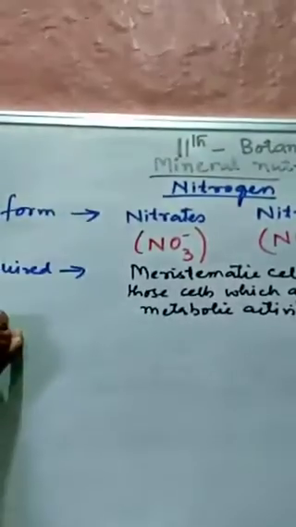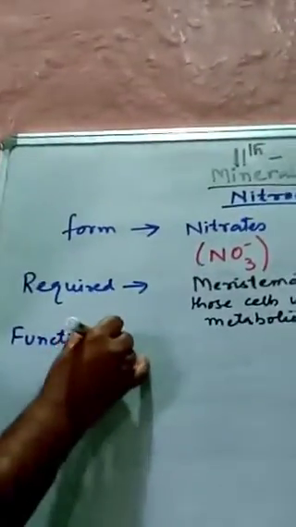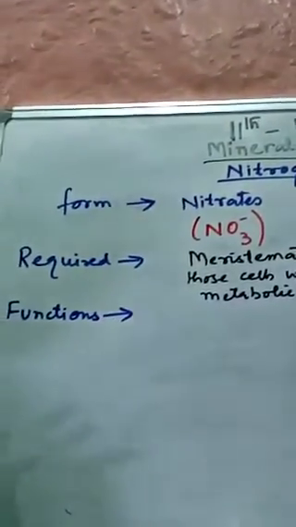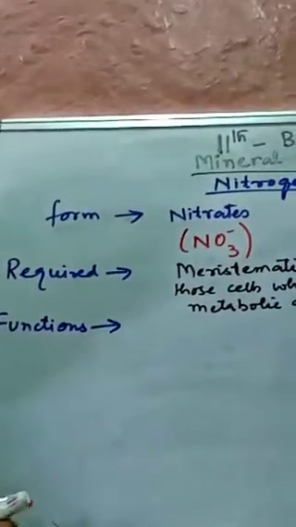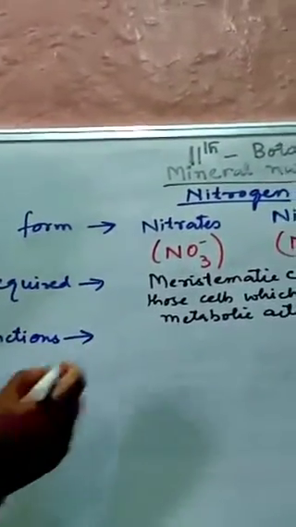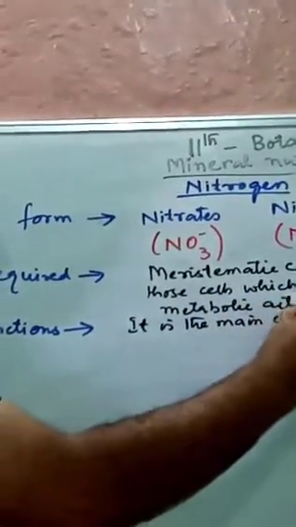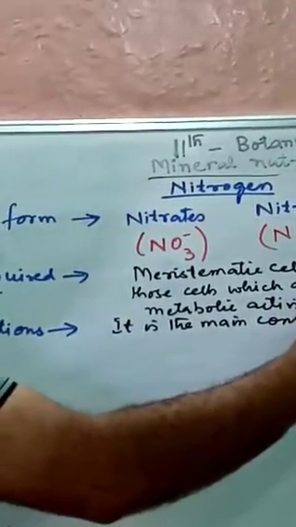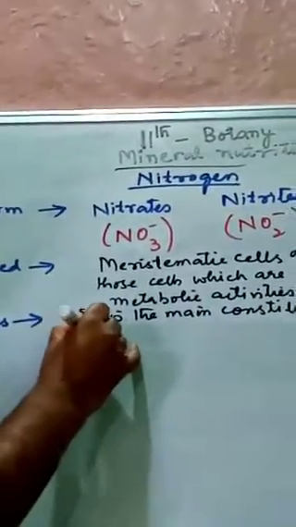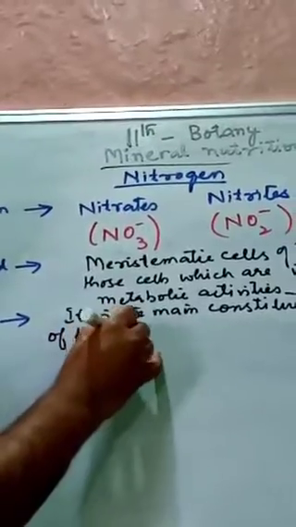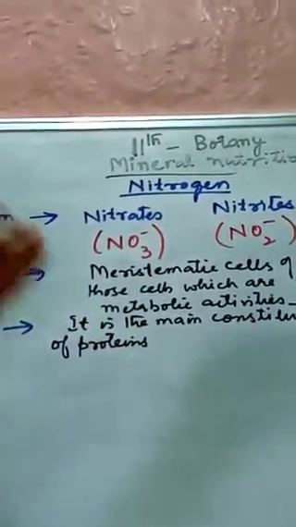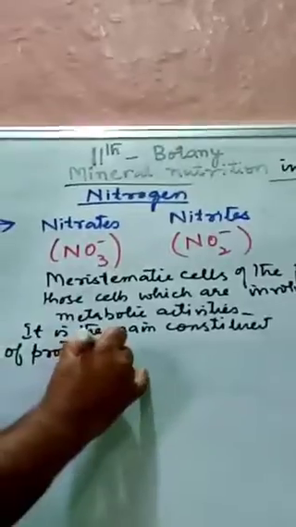Now थर्ड हेडिंग जिसमें हम इसको पढ़ने की कोशिश करेंगे, दैट इज इट्स फंक्शंस. व्हाट आर इट्स फंक्शंस या व्हाट इज इट्स यूज जो है ये कहां कहां पर इस्तेमाल किया जाता है. It is the main constituent of proteins. That is, in protein synthesis it plays an important role.